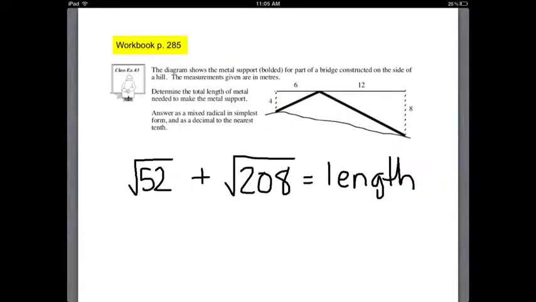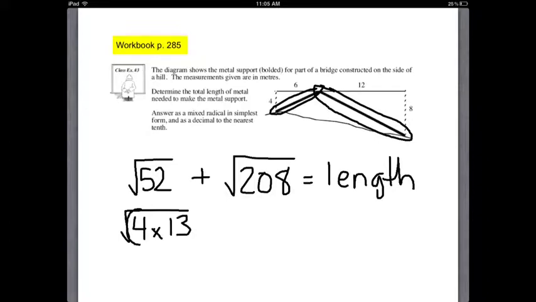Alright, so here are the two pieces of information that we received. We know that one side, the small side, is root 52, and the large side is going to be root 208. Now we can't collect these right off the bat because the radicands are different. However, if we switch them into mixed radicals, then we can collect them. So if you break down root 52, that's going to turn out to be 4 times 13. 4 is a perfect square. You can bring that out. Now that's going to be 2 root 13.